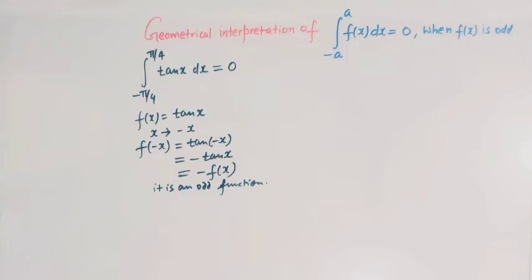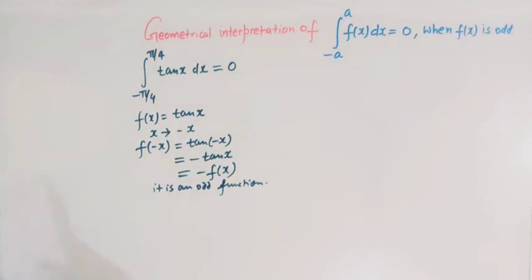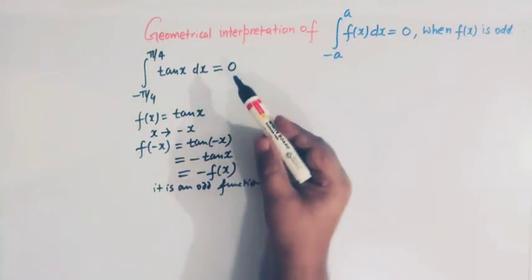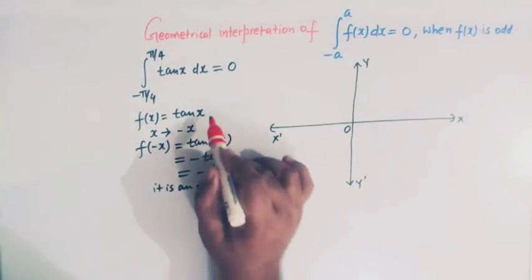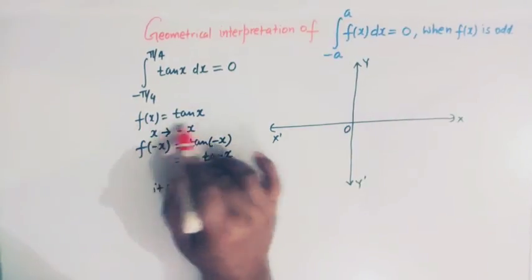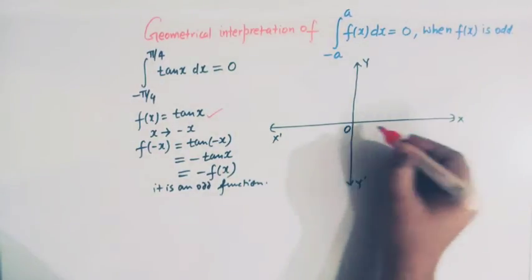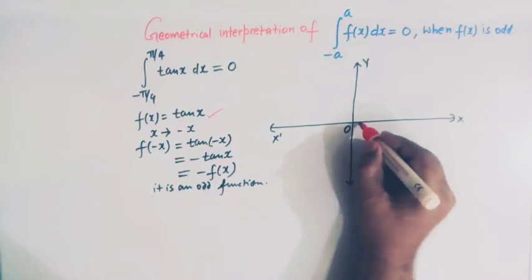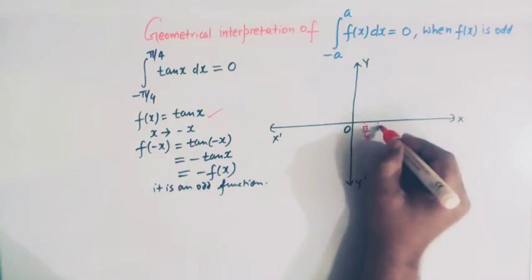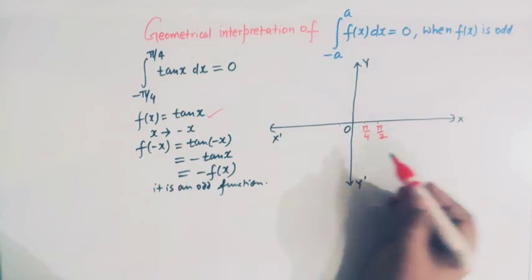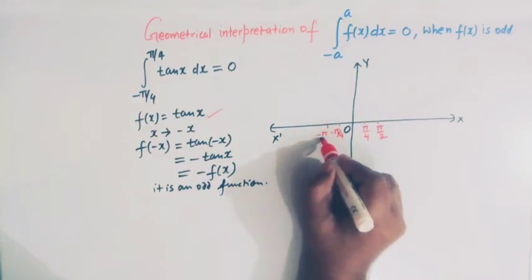Now let us see the geometrical meaning of this integral, and let us see how the value of 0 is arrived at. Now let us sketch the graph of this function f of x is equal to tan x. So here we have the x-axis and y-axis, and let us take the values here. Say this is pi by 4, this is pi by 2, and here let us take minus pi by 4, and here let us take minus pi by 2.